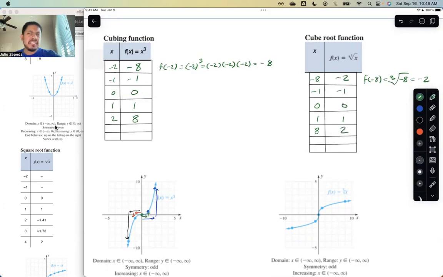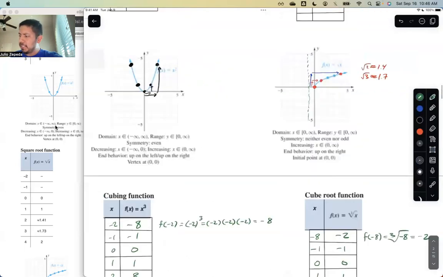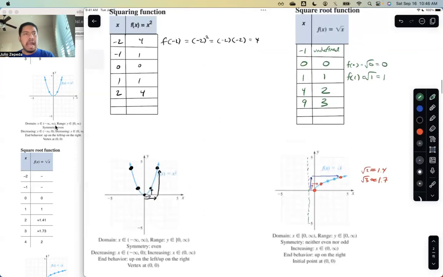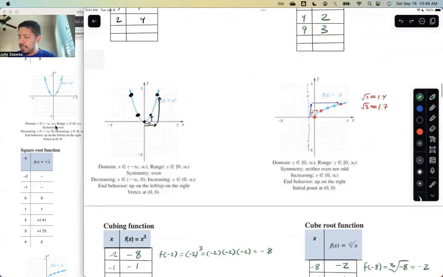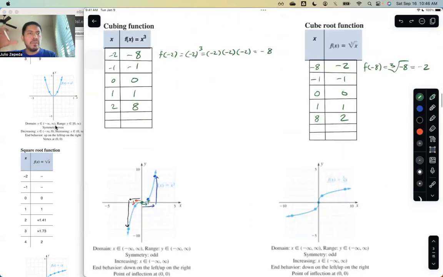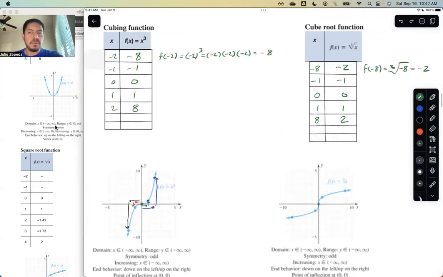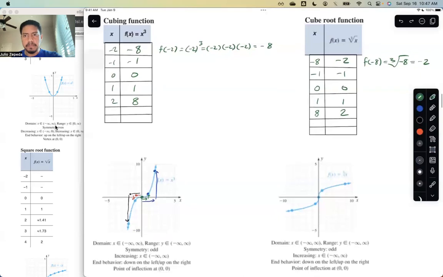So the cube root function, similar to the square root function, is basically just the cubing function rotated, flipped on its side. In the case of the square root function, it's only half, because we can't have the other half of the parabola, otherwise it wouldn't be a function. In this case, we can have the whole cube function rotated on its side, because if we rotate the whole thing, it's still a function. We'll talk about that later in this class as well, about one-to-one functions. That's for another day, though.